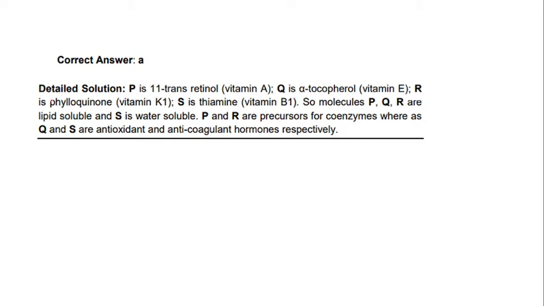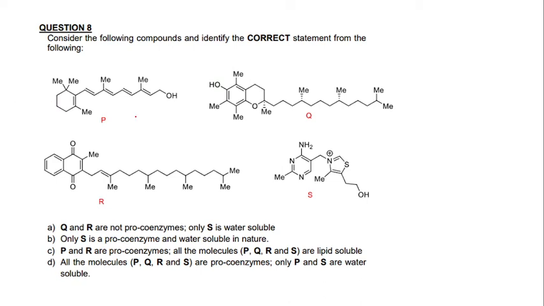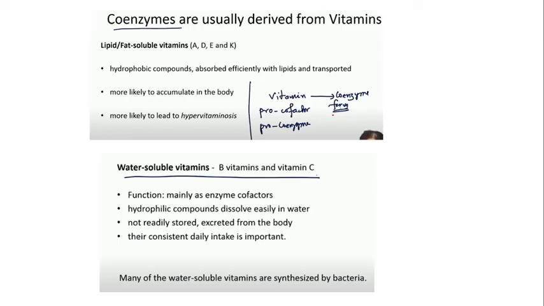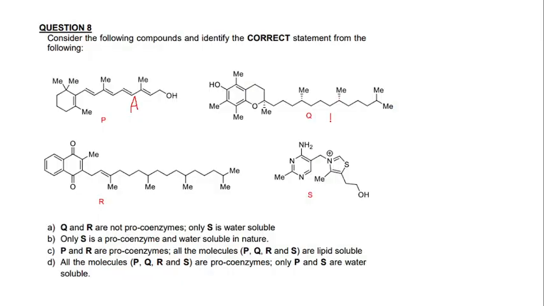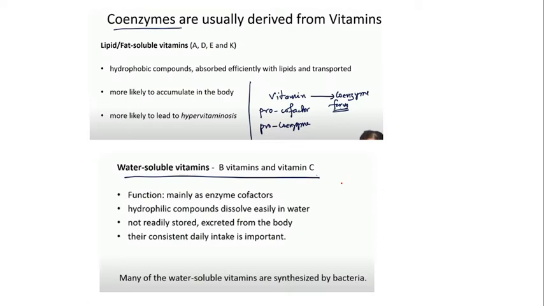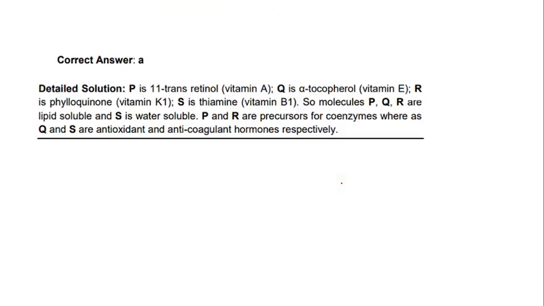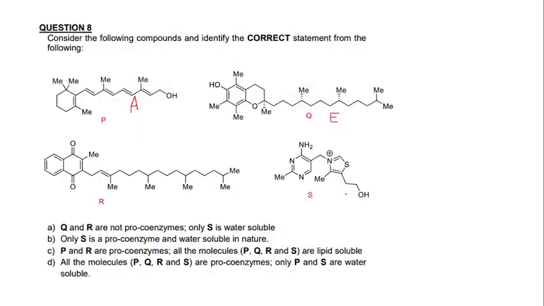P, Q, R, S. This is A. What is Q? Q is E. This is vitamin E. S is B1. R is K1. This is B1. This is K1.